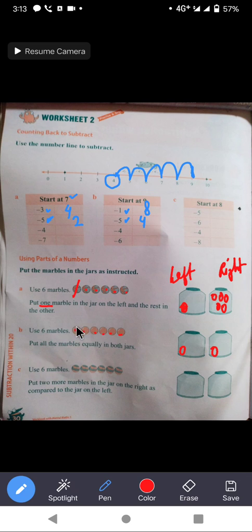So two we have used. Now again one in this and one in this. Now four we have used. We are left with two only. So one will go here and one will go here. Cross out those. Now we have crossed out. We have put all the marbles equally. Three in each jar. Okay students, I hope you all have understood this one. If you have any problem, you may ask.